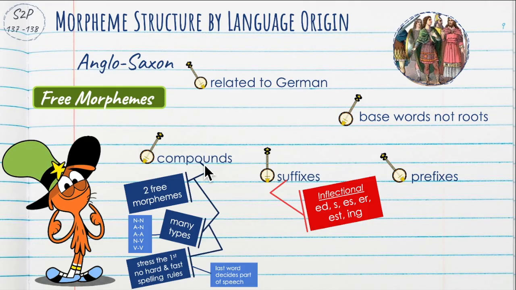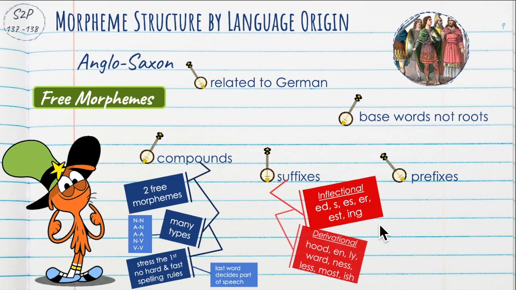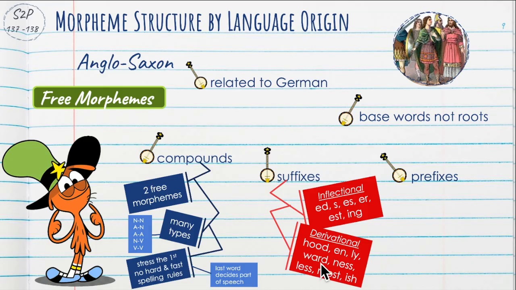Suffixes. So Anglo-Saxon suffixes that are inflectional are ed, s, es, er, est, and ing. These are some of the very earliest ones we learn. And the derivational ones might be hood, enly, ward, ness, less, most, and ish. These come a little bit later. So you can see why it's important to focus on some of these morphemes early, because just like we teach Anglo-Saxon words at the early grades as our most commonly used words, our most commonly used morphemes are also Anglo-Saxon based. So they kind of work together.